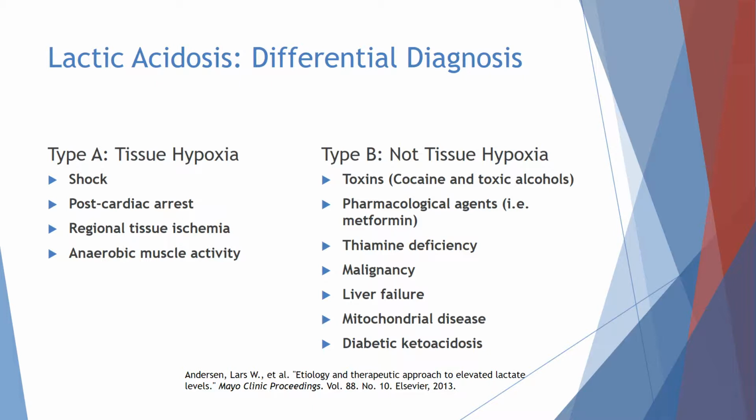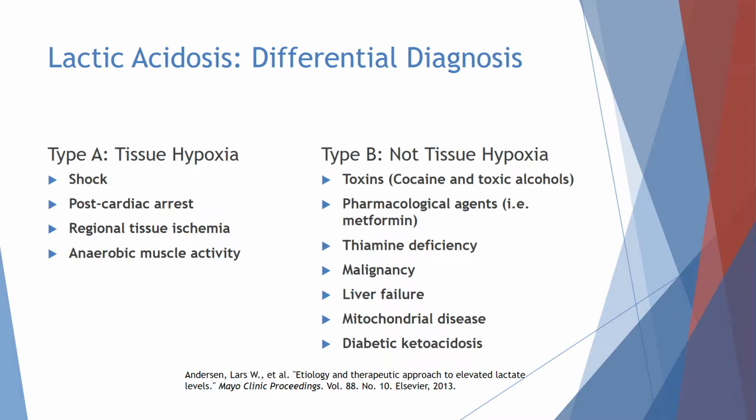The differential diagnosis for lactic acidosis is broad, and you'll often hear this as a critique of why we're using the lactate in the first place. Now, column A here are types of lactic acidosis secondary to tissue hypoxia. So that is any shock state, septic shock, hypovolemic shock, distributive shock, post-cardiac arrest, regional tissue ischemia, like an arterial embolism, or any anaerobic muscle activity.